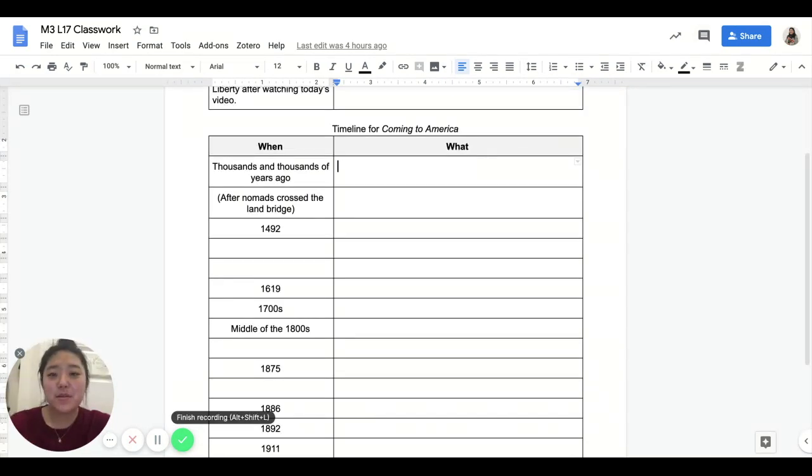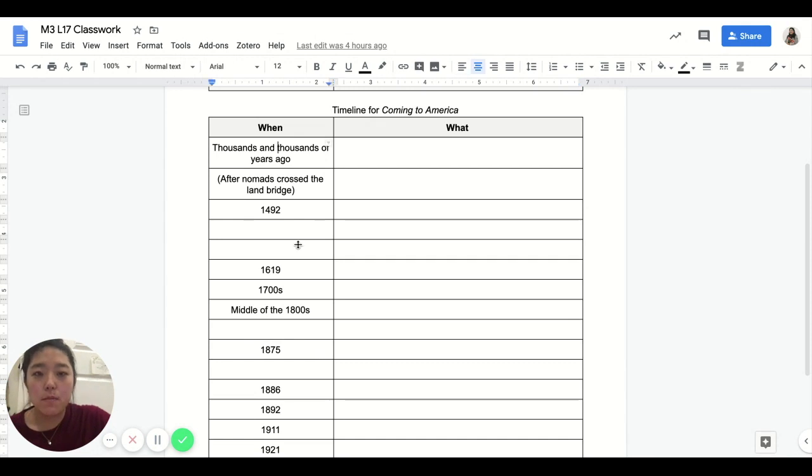All right, so here is your next part of your classwork for today, which is a timeline. Unfortunately, if we were in school, I would make you do a timeline similar to what we did in Starry Messenger for Galileo. A timeline is usually horizontal, not vertical, but because this is the best we can do, I just made it into a chart so that you can jot down the events on the Google Doc, okay? So you see here that I already have the when part filled out.